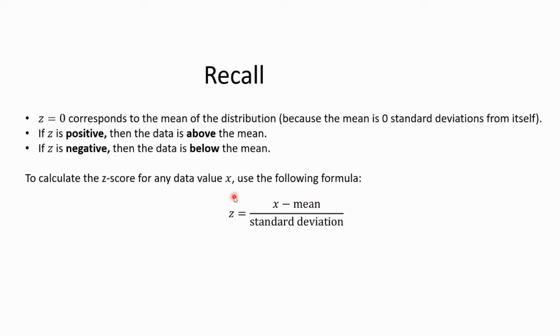And remember, the idea with the z-score is you're taking any normal distribution, and you're subtracting the mean and dividing by the standard deviation. Those values become z-scores. And what's nice about that is z-scores are a little easier to work with.